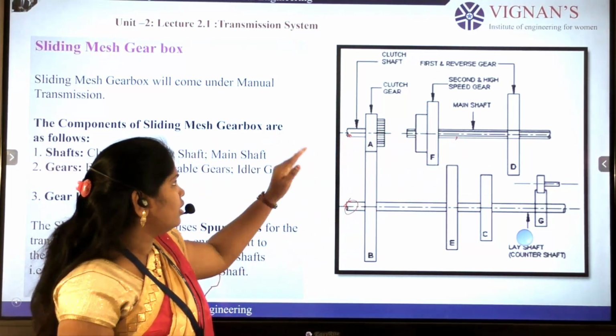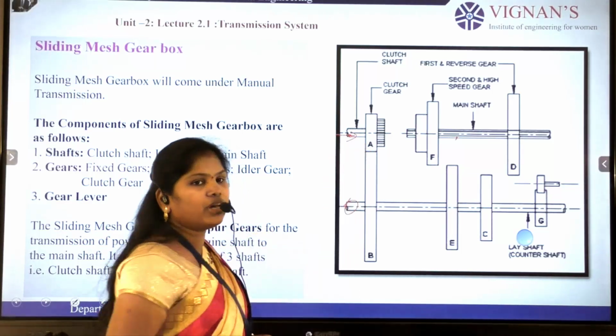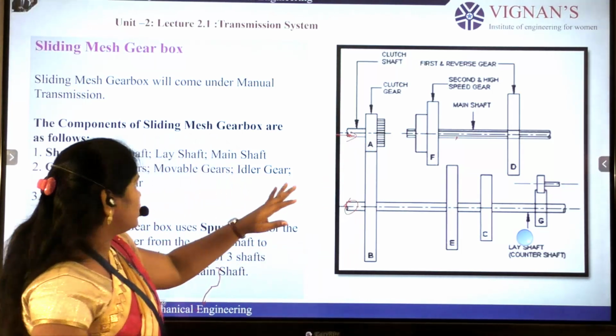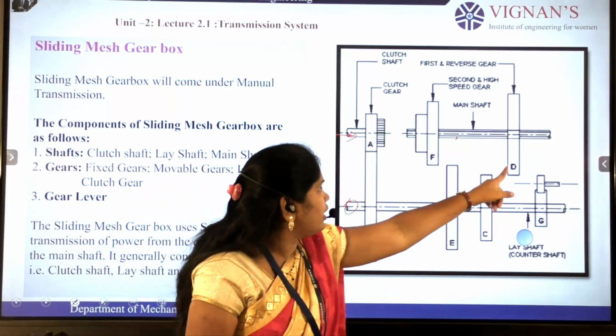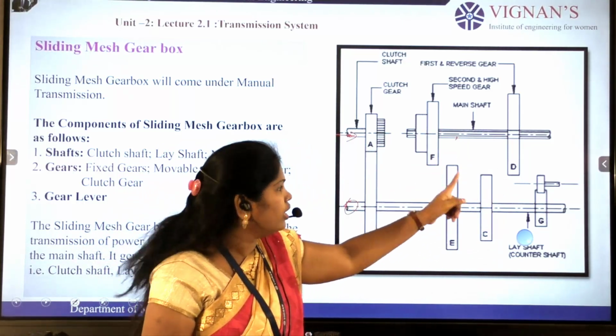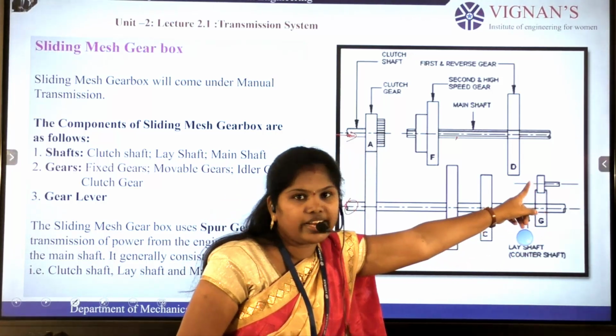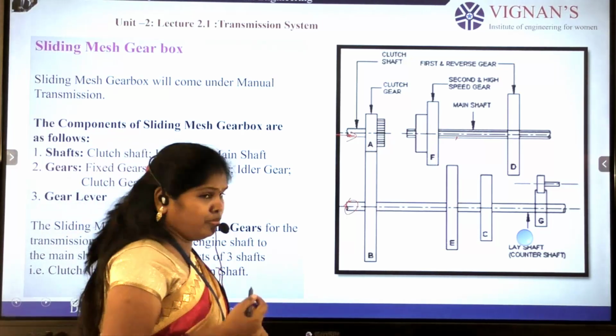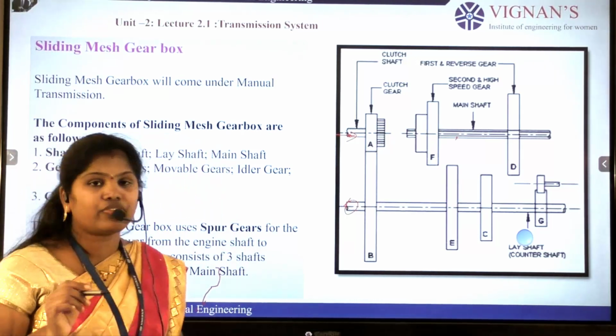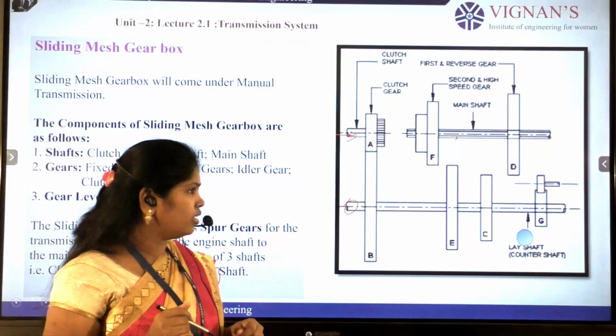So this is the input coming from the clutch shaft. This is the construction. Here we have gear A, gear B, gear C, gear D, E and F gears. Next, gear G, and this is the idle gear. So the first gear is the low speed gear.